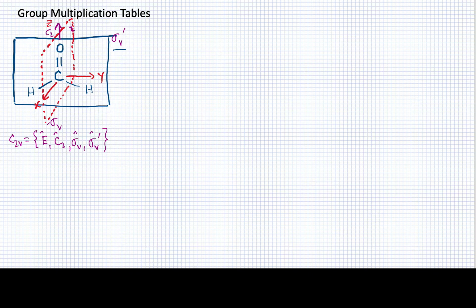There's another sigma v plane which runs perpendicular to the page, and it contains the x-axis here, and it bisects the molecule into two halves. It runs through the carbon-oxygen bond but splits the two carbon-hydrogen bonds. So this particular point group is the C2V point group. By the way, it's the same point group that water and hydrogen sulfide and other molecules have.